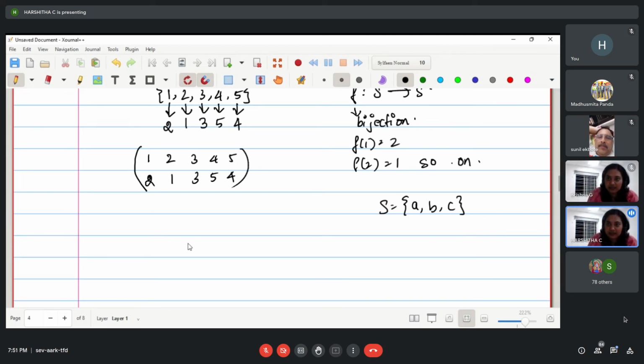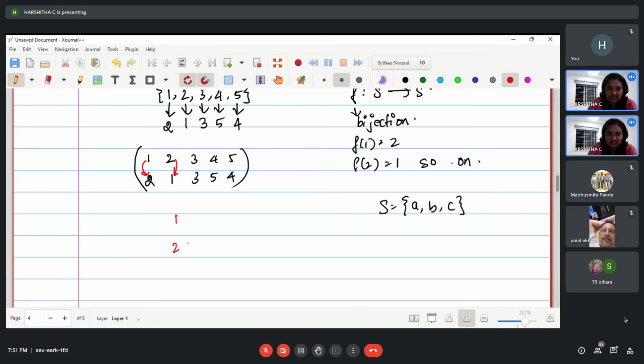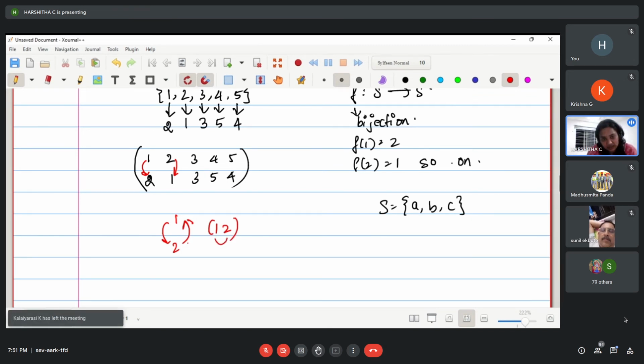See what is happening here. Let me draw it here itself. You have 1 goes to 2, and then you look at where 2 goes to. 2 goes to 1. That is kind of like a cycle, right? We just denote this by (1 2). This just means the function which takes 1 to 2 and 2 to 1, and you can think of other elements as being fixed.